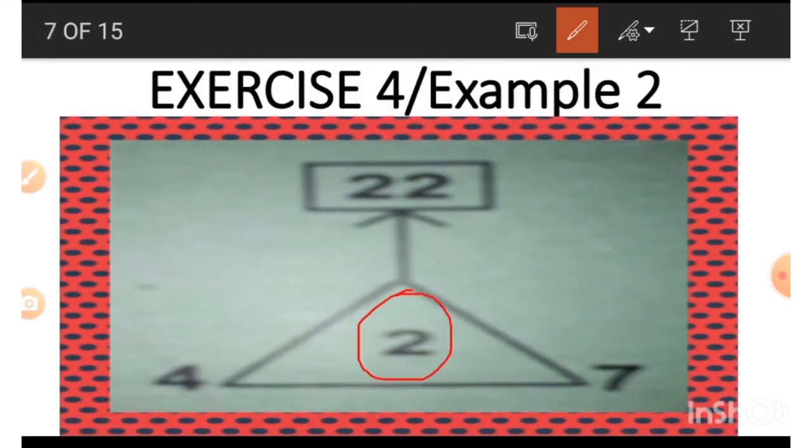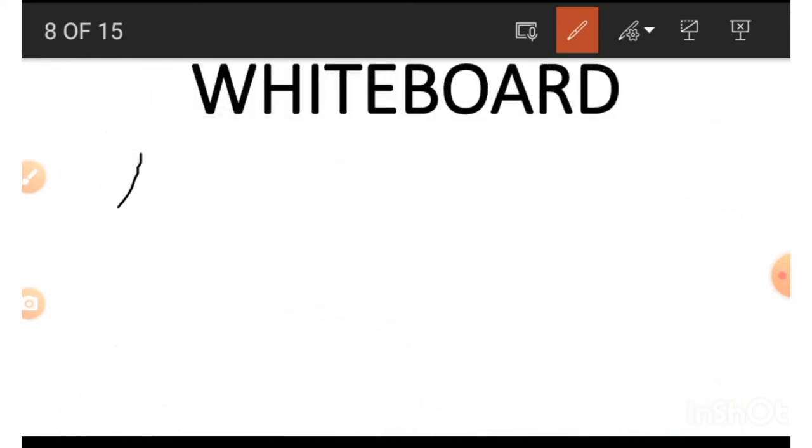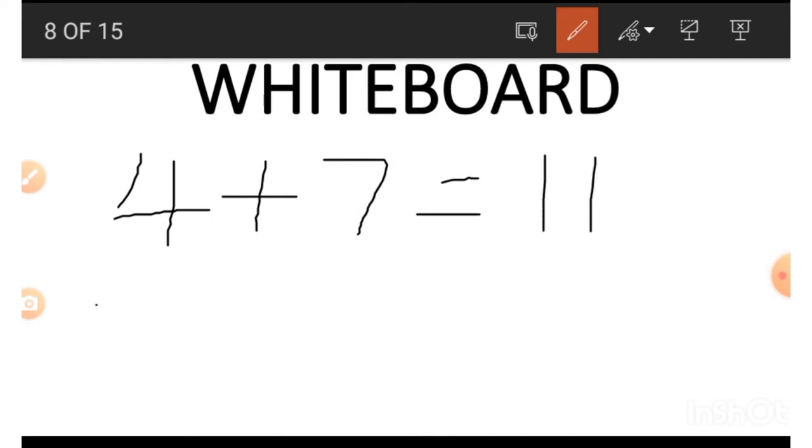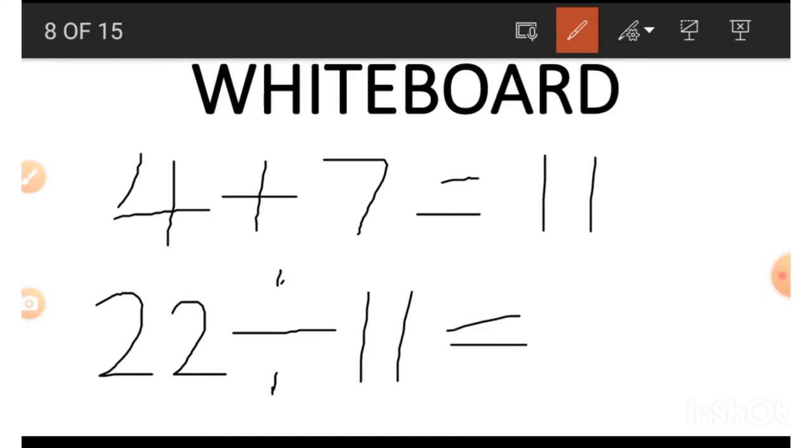Now, say we wish to get the 2 instead. What do we do? We make use of the 22, the 4, and the 7. Now let's go back to the board. 4 plus 7, that will give us 11. Now what we do is to divide the 22 by 11. So 22 divided by 11, that will give us 2. Alright, so that is how we got 2.